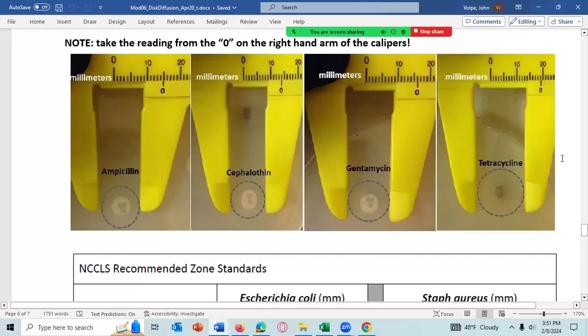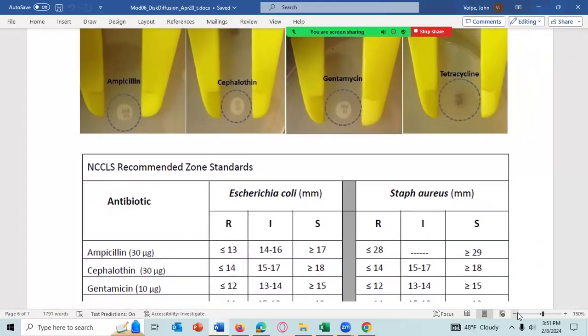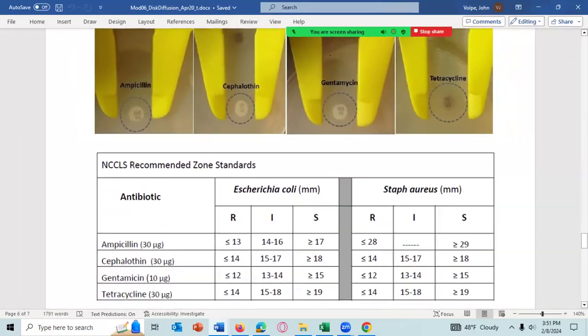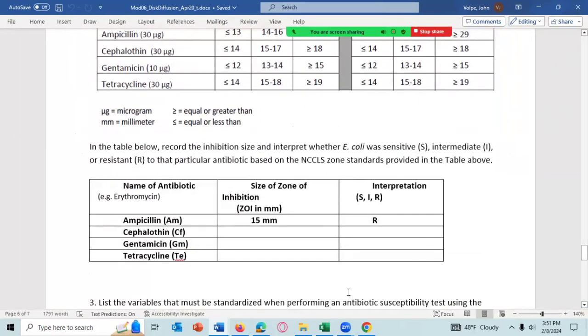And I'll do the first one for you. Let me shrink this down a little. So for ampicillin, that's the antibiotic. And remember, the bacteria is E. coli, so we use this table. The size of the zone of inhibition is 15 millimeters.